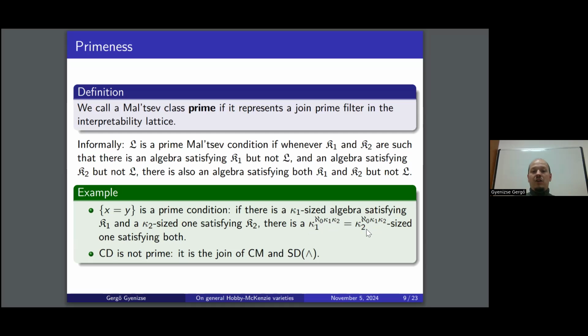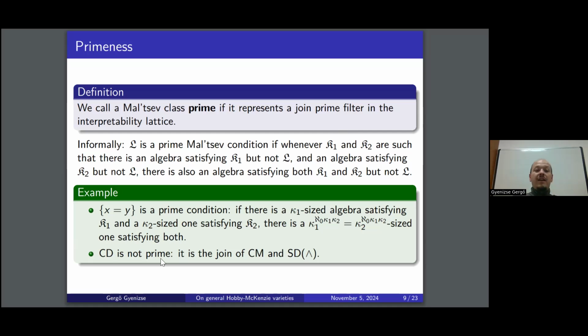And then that means that on a set of this cardinality, we can define terms that satisfy K1 and terms that satisfy K2. We are putting those two together. We obtain an algebra that satisfies K1 and K2, but is still not trivial. So this condition holds.